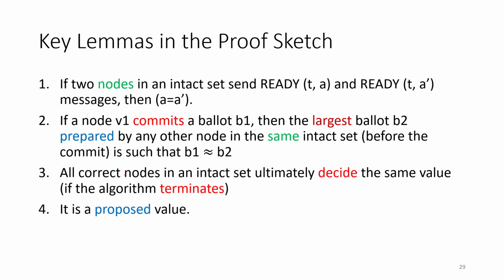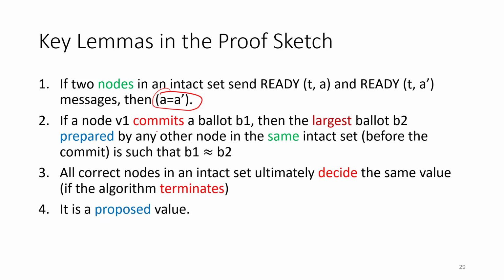Key lemmas in the proof sketch, right? So how do you prove that this is correct? I'll walk you through a few key lemmas, and the proofs are all there in the papers. If two nodes in an intact set send ready A and ready A dash messages, then A is equal to A dash. We have already seen this. And because of quorum intersection, this will happen, because a single correct node will not lie to the quorums that it's a part of.